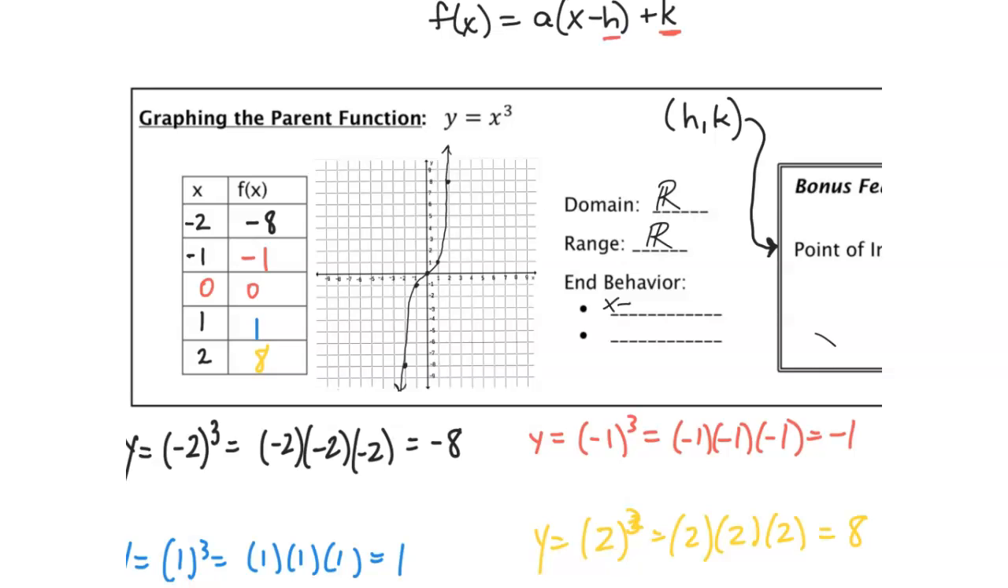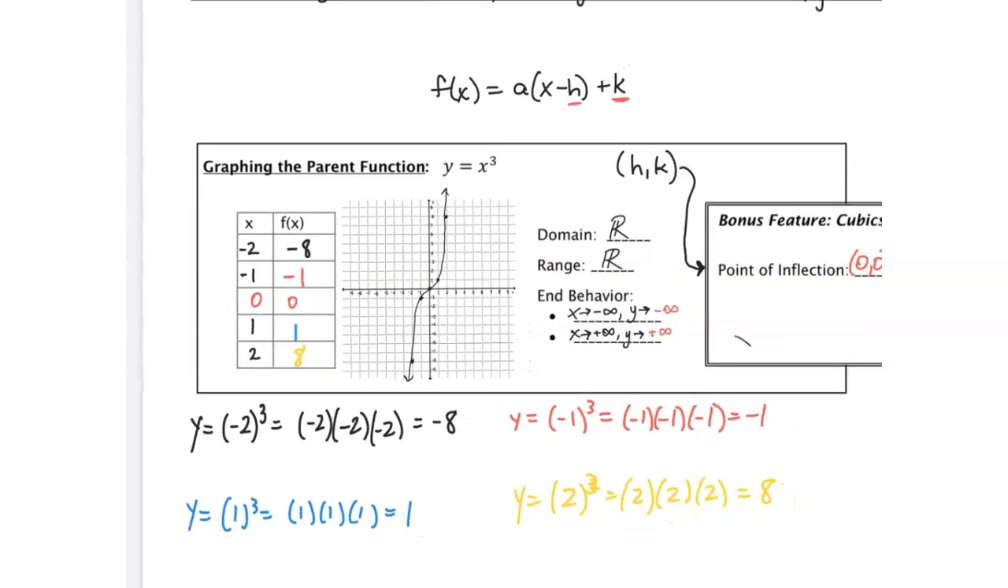Our end behavior: as x is going towards the left, so negative infinity, our y's, in this case, are going down. So we're going towards negative infinity. As x is going towards positive infinity, that means we're going towards the right, we're going upwards, so our y's are going towards positive infinity. That's our end behavior statement for our parent function.